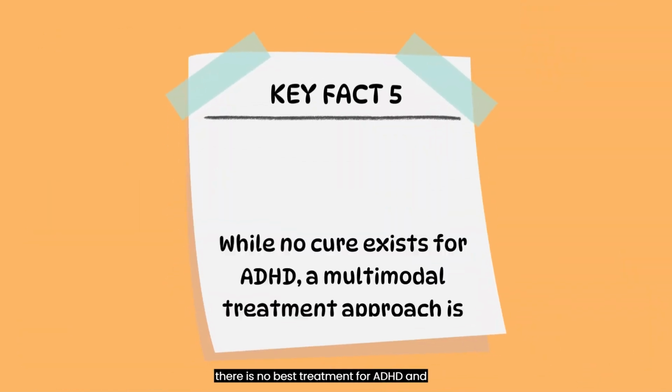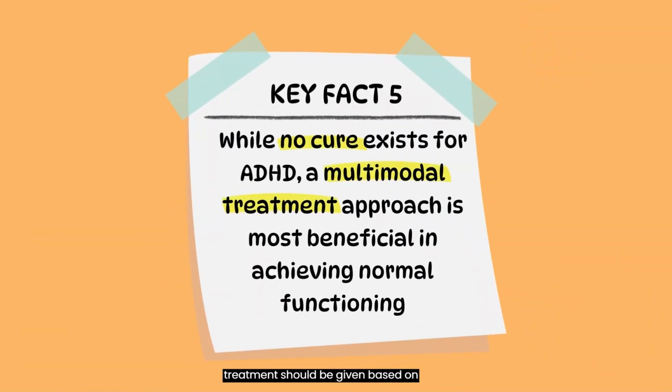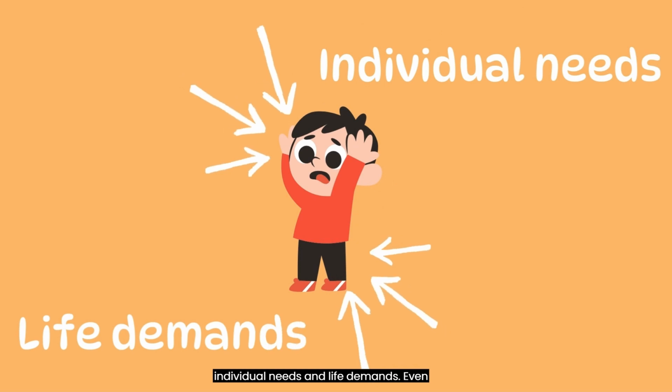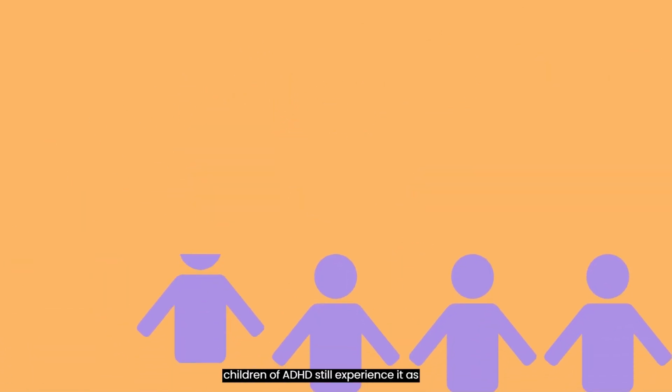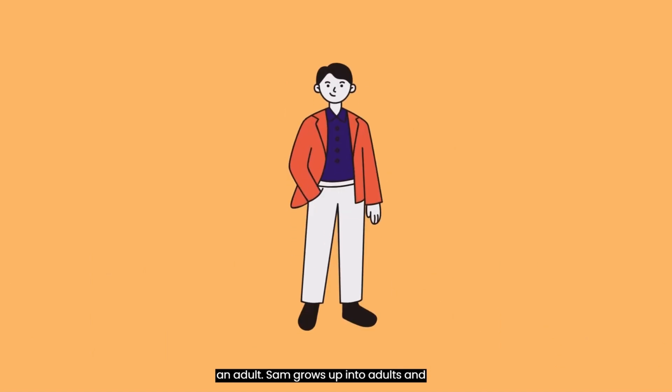It's important to know that there is no best treatment for ADHD, and treatment should be given based on individual needs and life demands. Even with effective treatment, about 80% of children with ADHD still experience it as an adult. Sam grows up into an adult, and ADHD continues to follow him. How will Sam be affected?